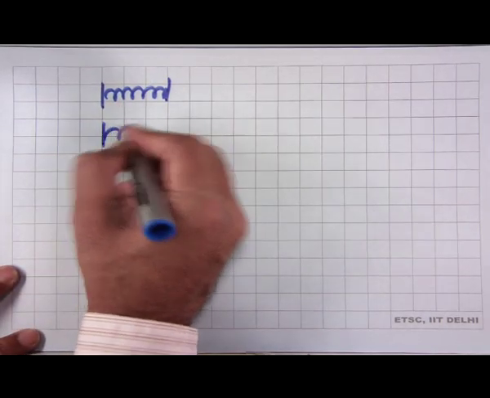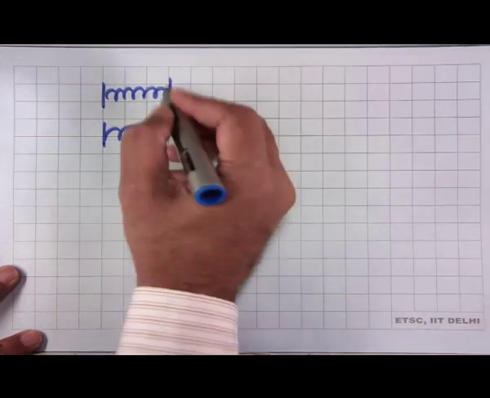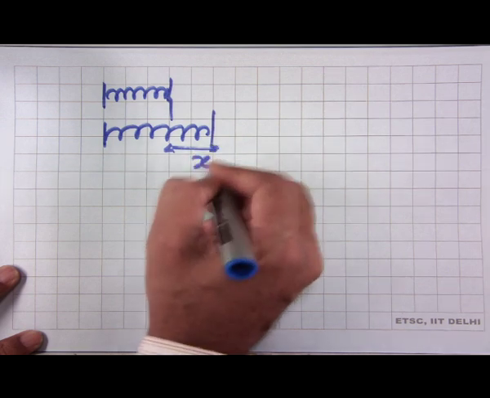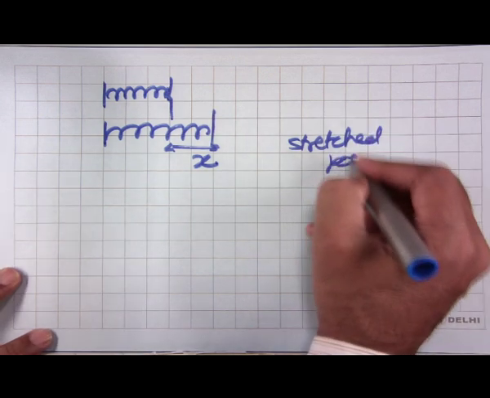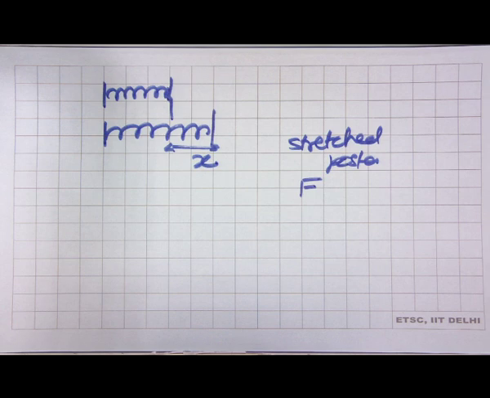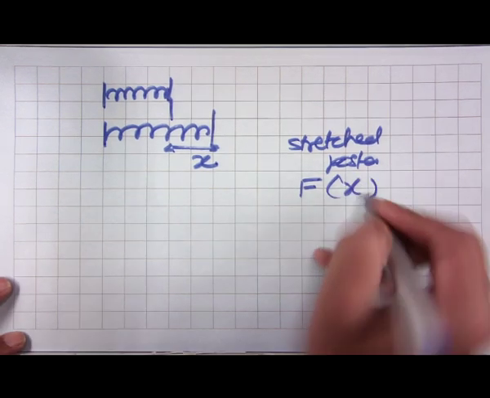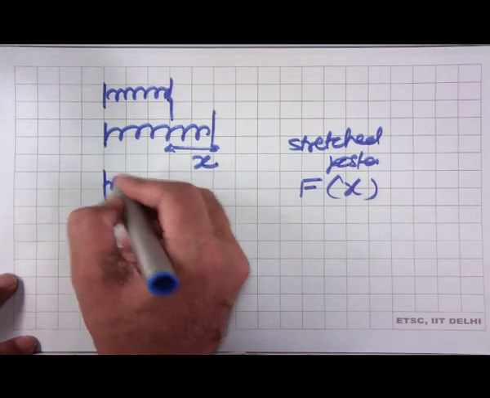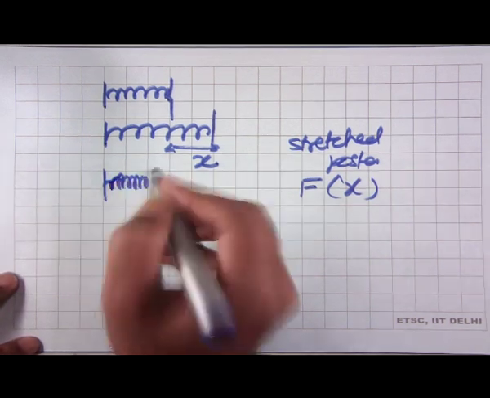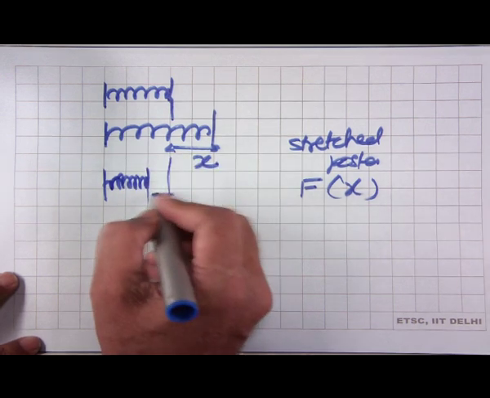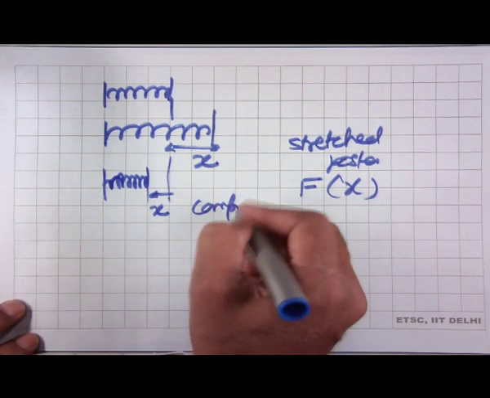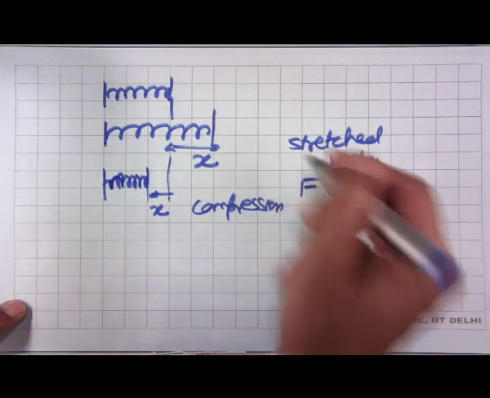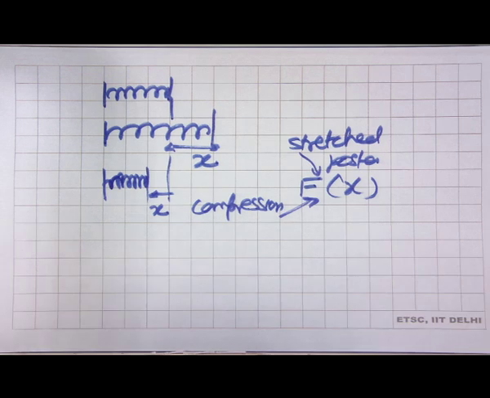So, if I stretch the spring, that means this is the x, this is the stretched position, and the force which the spring applies is a function of x. And similarly, if I compress the spring, so now here this is compression, so x is negative. In both these cases, whether I stretch the spring or compress the spring, a force F is applied.